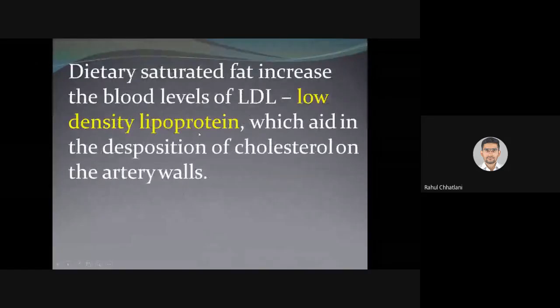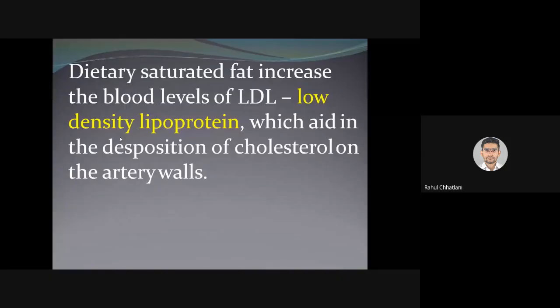Dietary saturated fat increases blood levels of LDL, low density lipoprotein, which aids in the deposition of cholesterol in the artery walls. Now you need to understand three important classifications of cholesterol also. If any one of your family members has undergone a cholesterol or lipid profile, like we do a complete blood profile or CBC count, where RBCs, WBCs, your blood indices and your platelet count come, everything is there in CBC. The same way in cholesterol there are three main things.